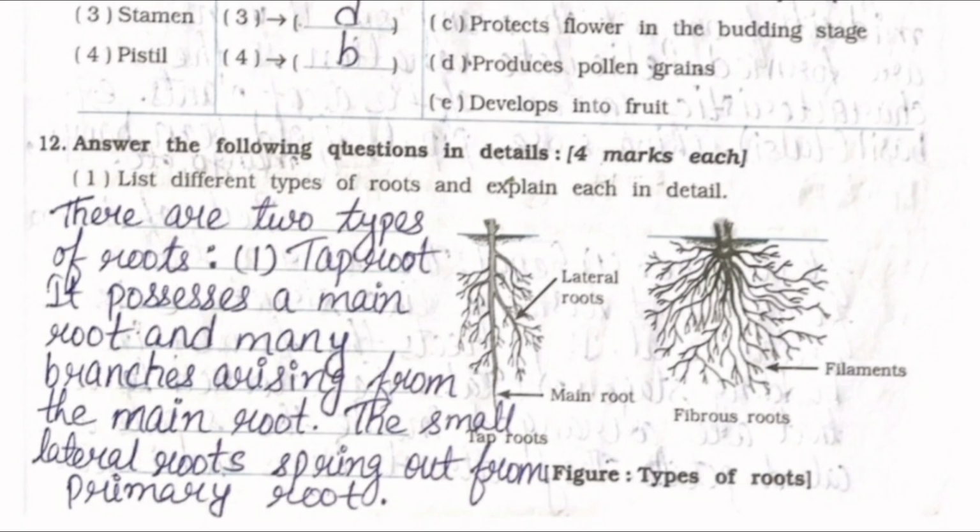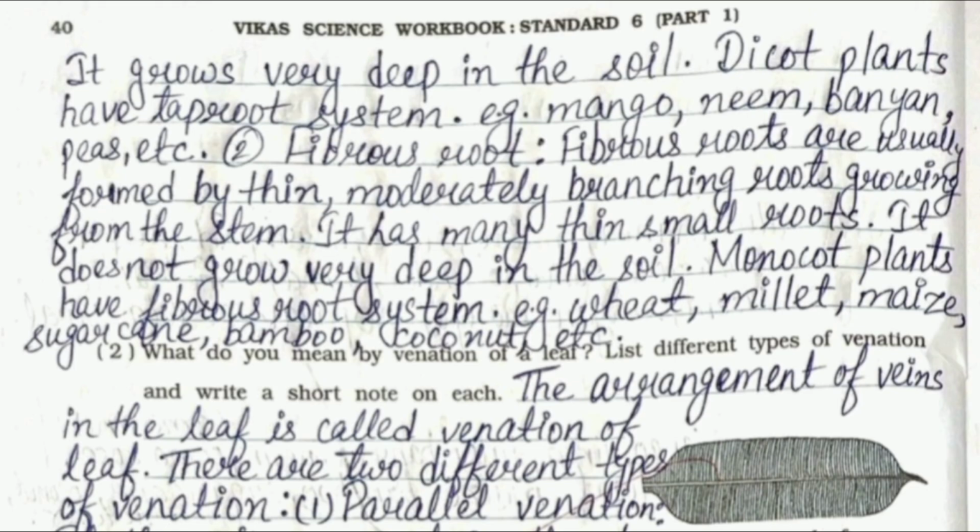First one, list different types of roots and explain each in detail. There are two types of roots. First one, taproot. It possesses a main root and many branches arising from the main root. The small lateral roots spring out from primary root. It grows very deep in the soil. Dicot plants have taproot system. Example, mango, neem, banyan, peas, etc.